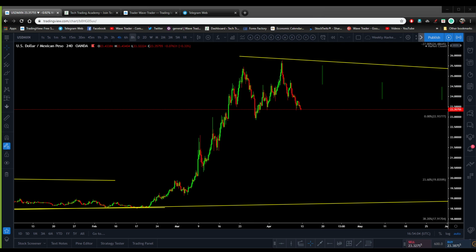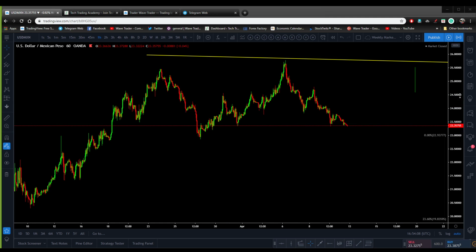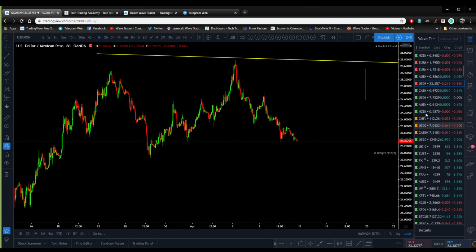Last week what I said is this correction would break down. Look at that correction, it broke out over there and is pushing lower. If a similar kind of correction starts developing over there, then a breakdown, and the bigger correction which I have just shown on the daily time frame, is to form. That's the dollar peso.